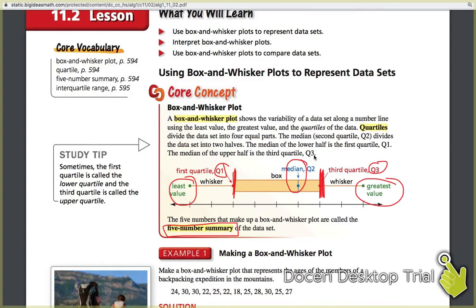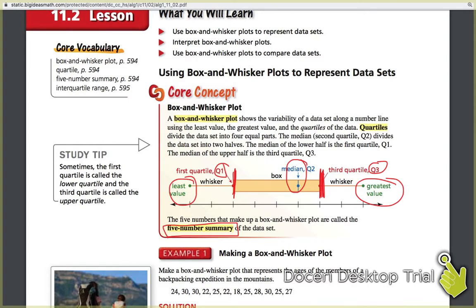So it shows you the definition up here, right? The median of the lower half is the first quartile, the median of the upper half is the third quartile. So we're going to take a look at this next example, and we're going to take a look at how do we actually create a box and whisker.